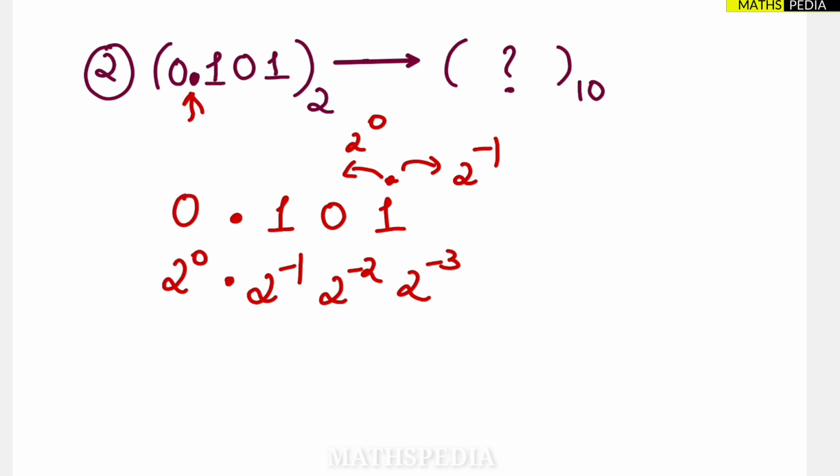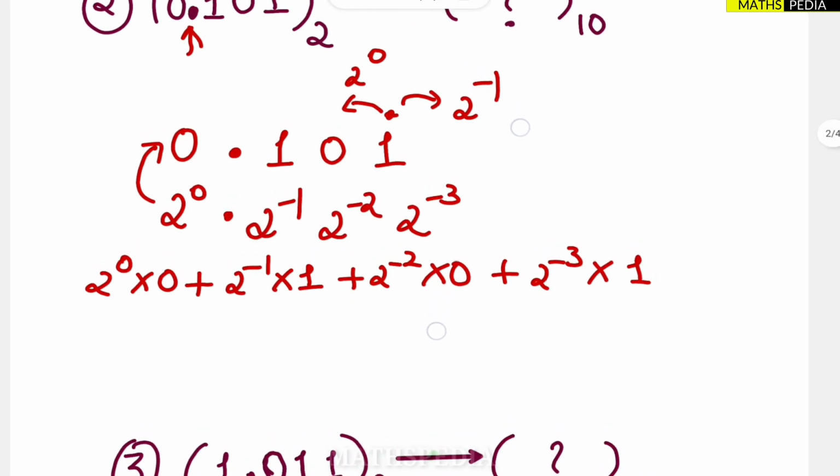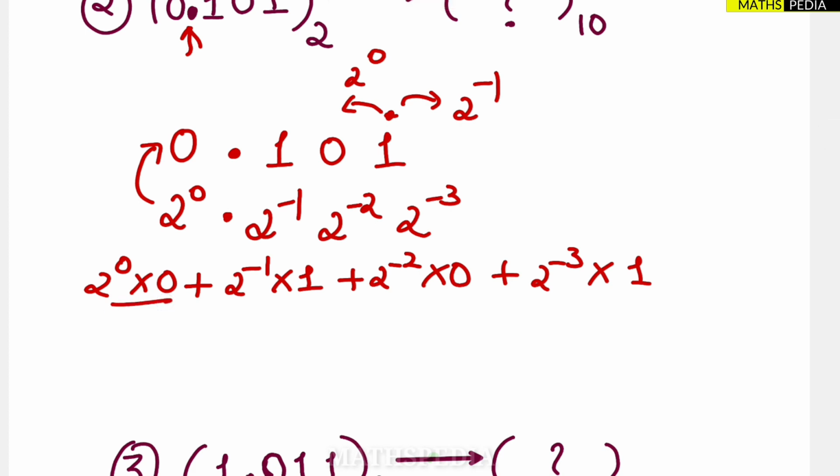Okay, now you have to just multiply and add. You can start with the left hand side or right hand side. Okay, I'll start with left hand side. So 2 power 0 into 0 plus 2 power minus 1 into 1 plus 2 power minus 2 into 0 plus 2 power minus 3 into 1. Simple logic. Now this term is 0, that is gone. Now this is nothing but what? 2 power minus 1, as we discussed, is nothing but 1 by 2. Okay, plus, this term is gone because it is 0.